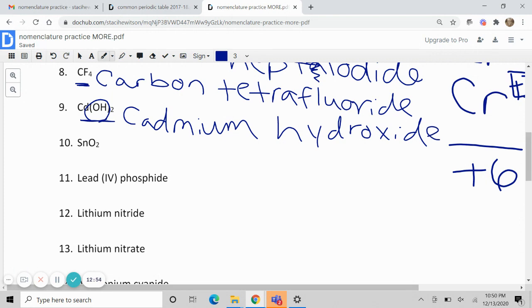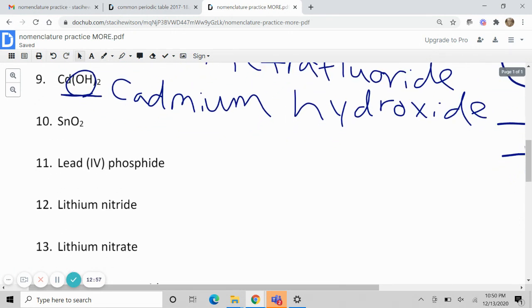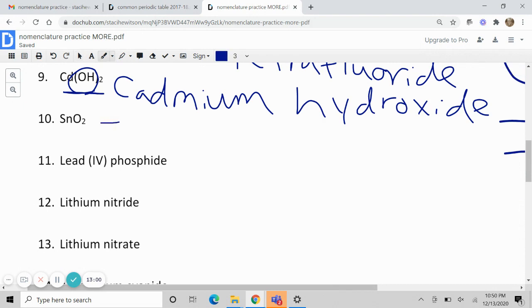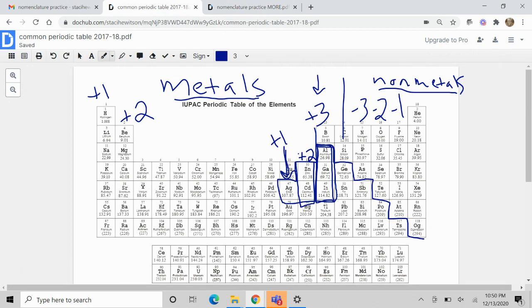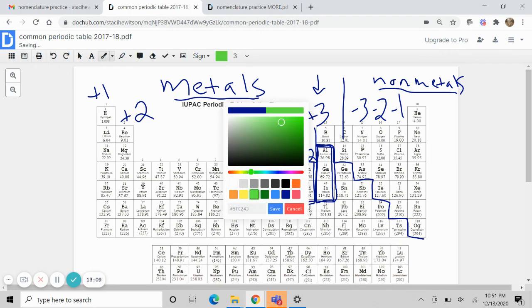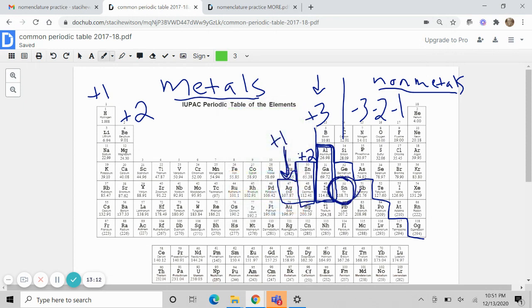Okay. Alright. Next one is SnO2. So Sn is tin. Let's look at tin. Tin is right here. So tin, it is a metal, okay? But it's not in our traditional area here of transition metals, but it does need a Roman numeral. People always forget about tin and lead. They do need Roman numerals, even though they don't really look like transition metals, okay?